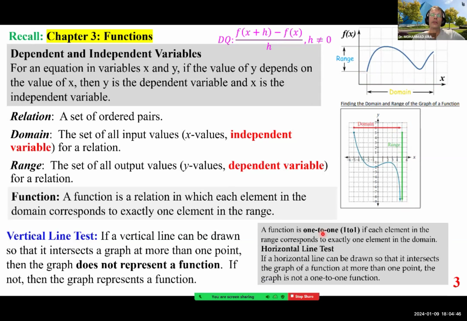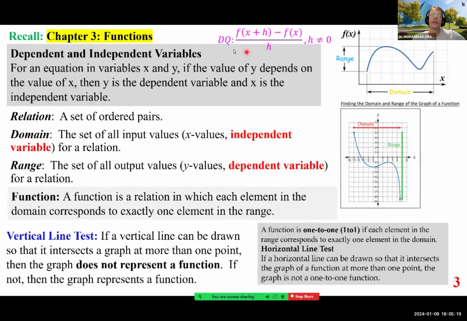A function is one-to-one if each element in the range corresponds to exactly one element in the domain. In other words, for a function the x coordinate can't repeat. For a one-to-one function, now the y coordinate cannot repeat either. And therefore, we check it with a horizontal line test. If a horizontal line can be drawn so that it intersects the graph of a function at more than one point, the graph is not a one-to-one function.